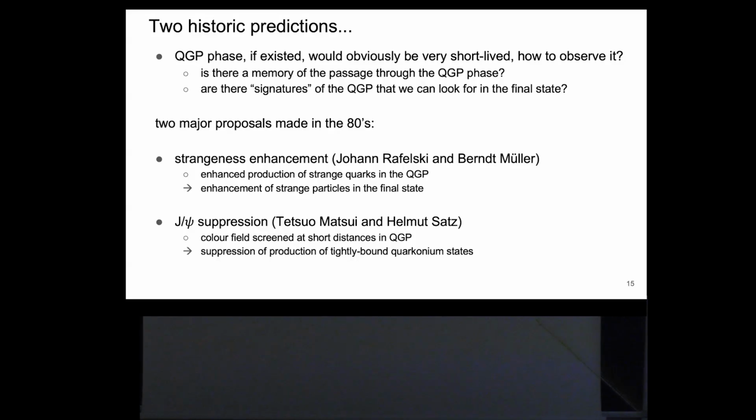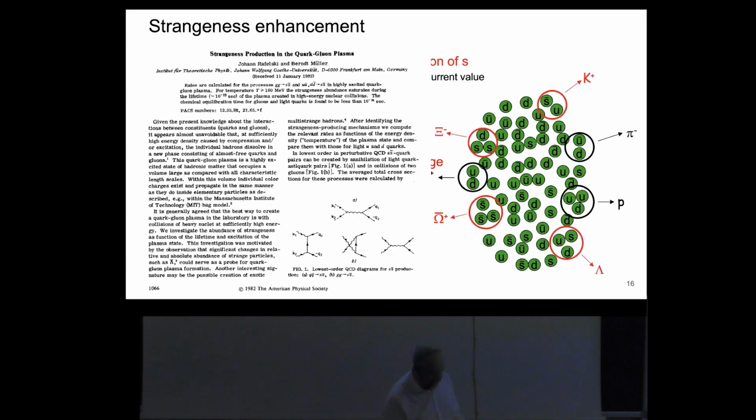And there were two major proposals in the 80s. One was strangeness enhancement, and one was J/psi suppression. And I will now tell you a few words about each one of these. So strangeness enhancement: the idea here was that in the quark-gluon plasma, and I didn't go into the details of this, essentially one thing that happens is that the values of the mass change. I told you implicitly that the way the mass of the hadrons is generated is dynamical, and most of the mass is generated at confinement by the confinement mechanism.